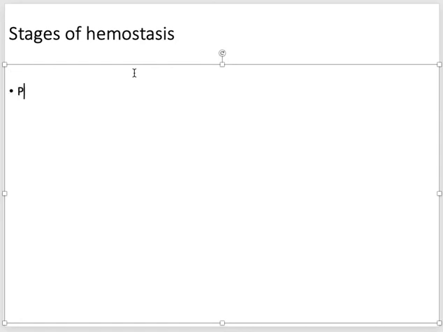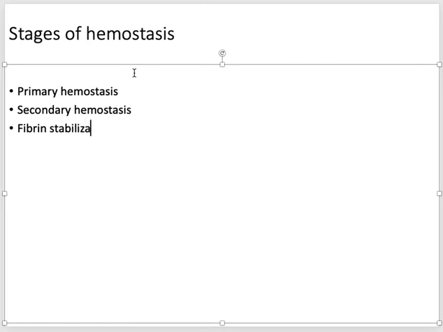Simply, the first stage can be called primary hemostasis, the second stage is called secondary hemostasis, the third stage is called fibrin stabilization, and the fourth stage is called fibrinolysis.